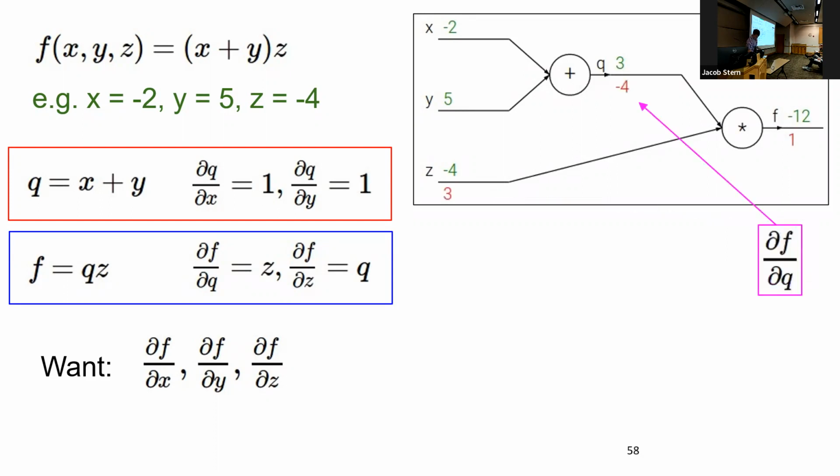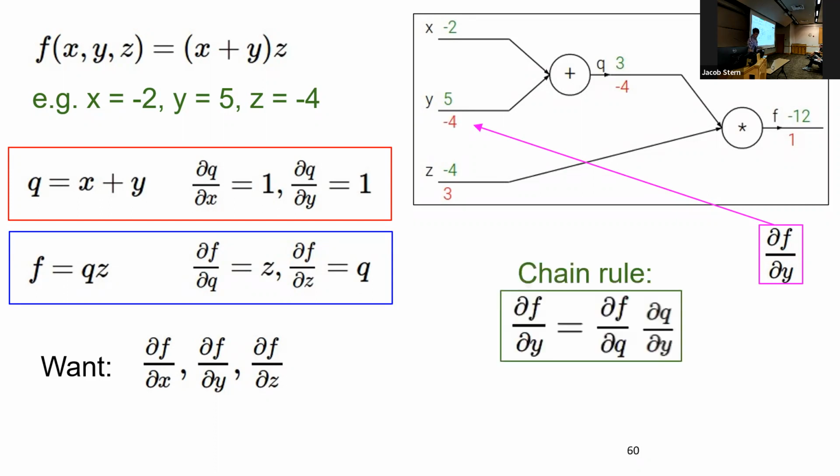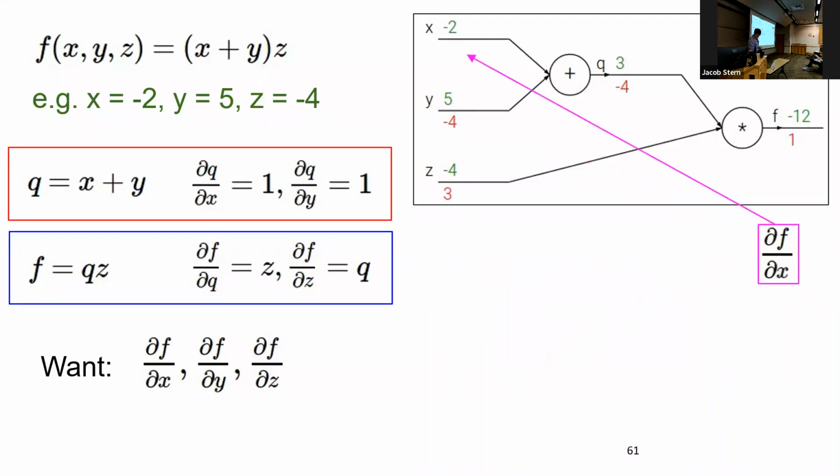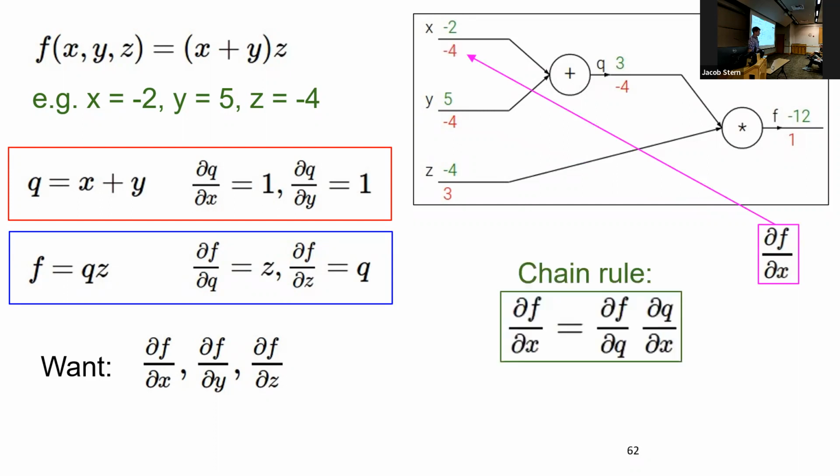Yep. So derivative of f with respect to z is just q, like we said, and that comes from x plus y, which is 3. Derivative of f with respect to q is z, so that's -4. Then we'll use the chain rule of derivatives to get the derivative of f with respect to y, which is derivative of f with respect to q, we just found is -4, times the derivative of q with respect to y, which is 1. So again, -4. Then same deal for x. Yes, that is correct. -4, -4, and 3.